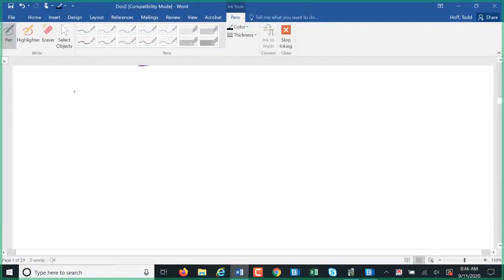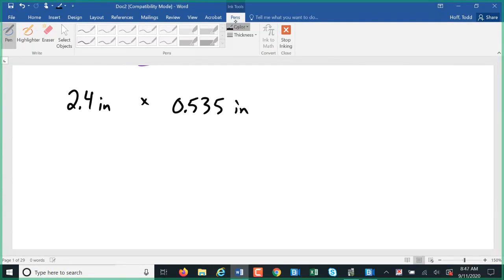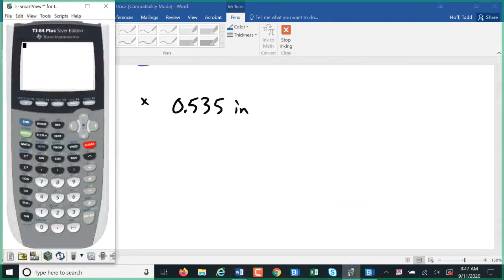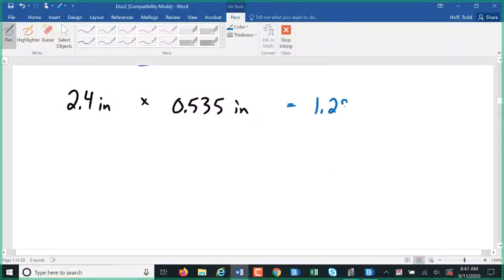Let's look at multiplication. Let's do 2.4 inches times 0.535 inches. We're going to multiply those. Get 1.284 inches. Inches squared, actually. Now, we said that multiplication preserves accuracy.